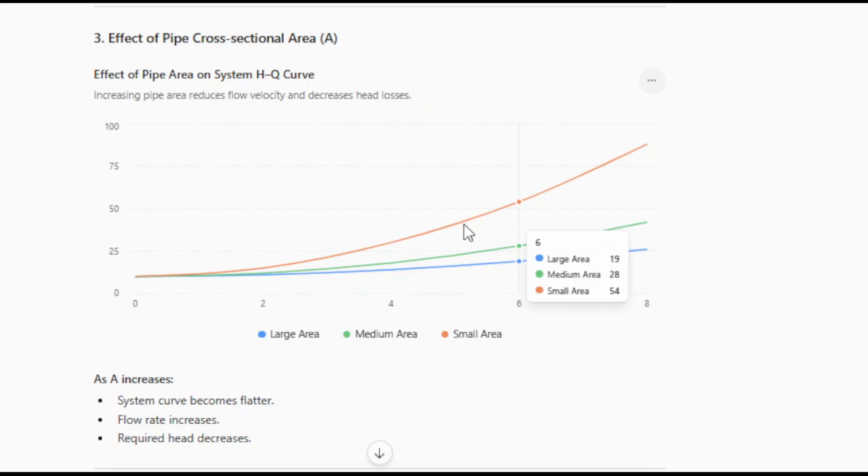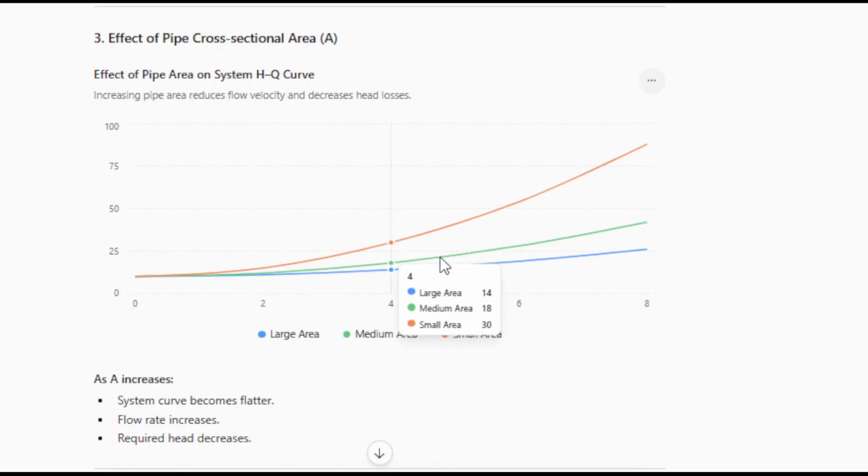Therefore, we can conclude that increasing the pipe cross-sectional area reduces flow velocity, decreases head losses, and makes the system HQ curve flatter. In simple terms, a larger pipe area requires less head to deliver the same flow rate, whereas a smaller pipe area requires more head.